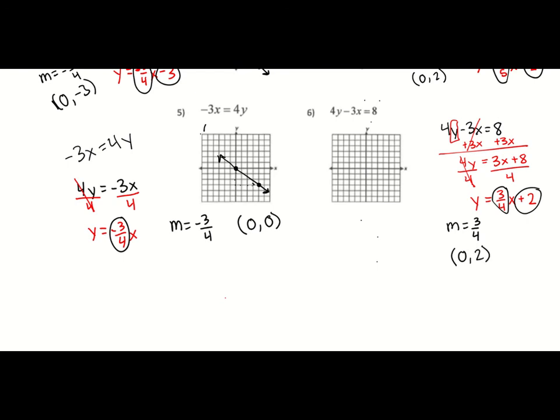When I go to graph that, (0, 2), go up 2, then I'm going to go up 3 this time. 1, 2, 3, up 3, and over 4. 1, 2, 3, 4. Finally, connect my 2 points with my arrows.